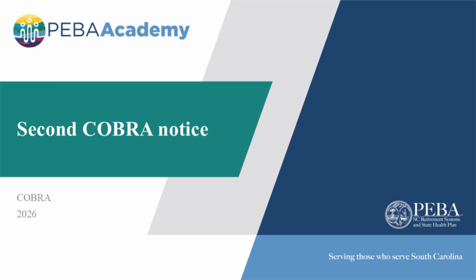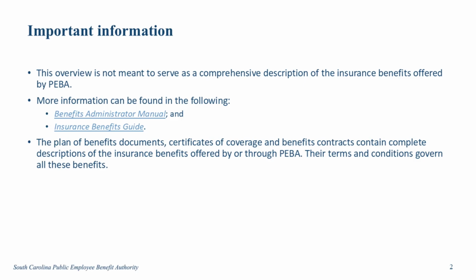Now, we will review the second required COBRA notice. You send this notice following qualifying events. This presentation is an overview. It is not meant to be a comprehensive description of the benefits offered by the South Carolina Public Employee Benefit Authority. The plan of benefits documents, certificates of coverages, and benefits contracts contain complete descriptions of the benefits offered by or through PEBA. Their terms and conditions govern these benefits. For more information on each benefit, see the Benefits Administrator Manual, as well as the Member-Facing Insurance Benefits Guide.